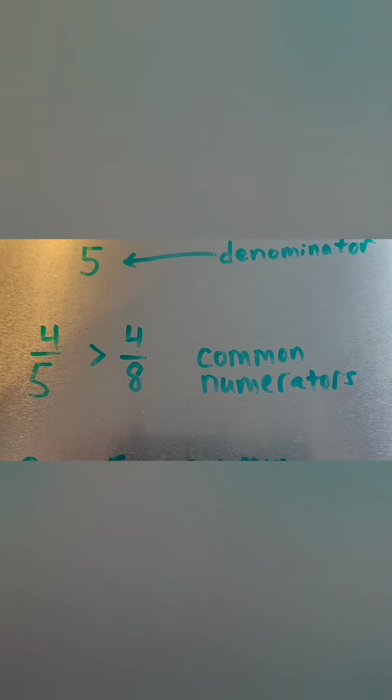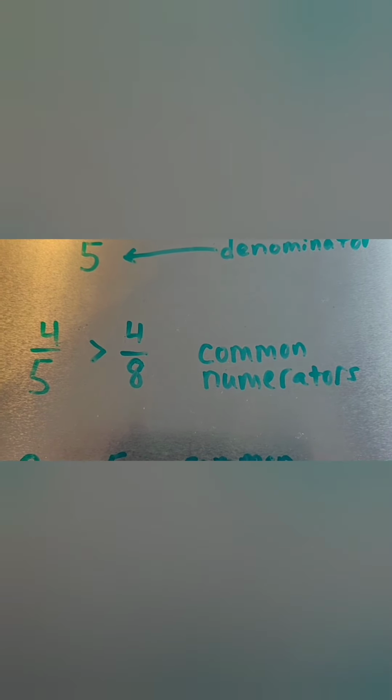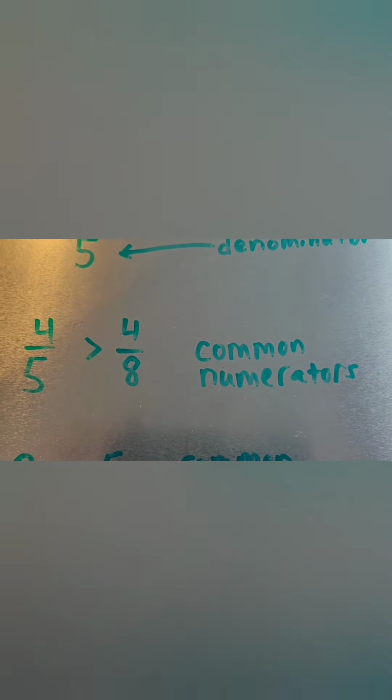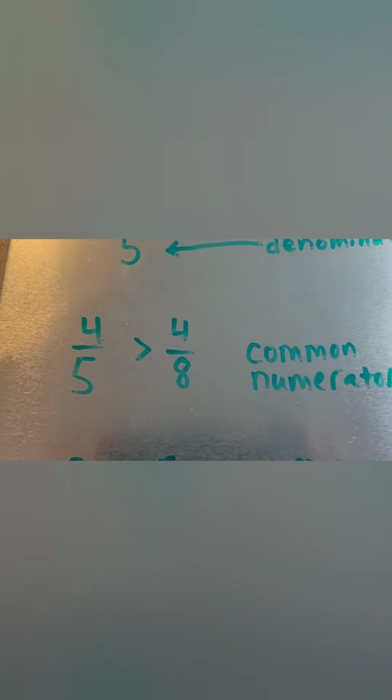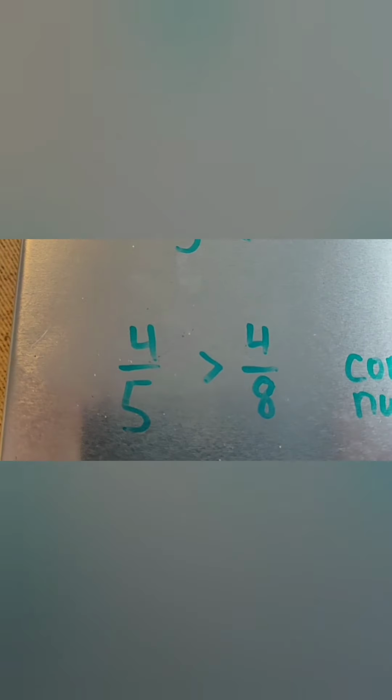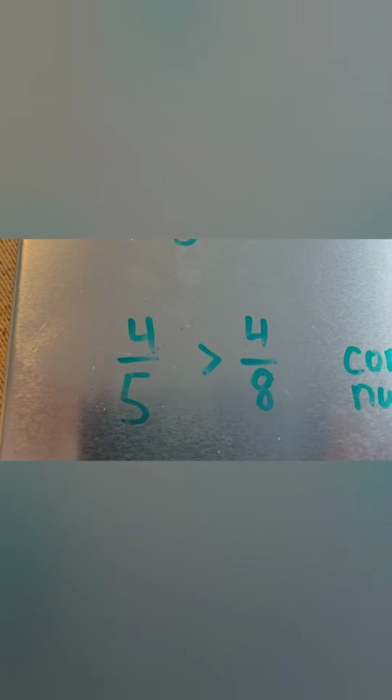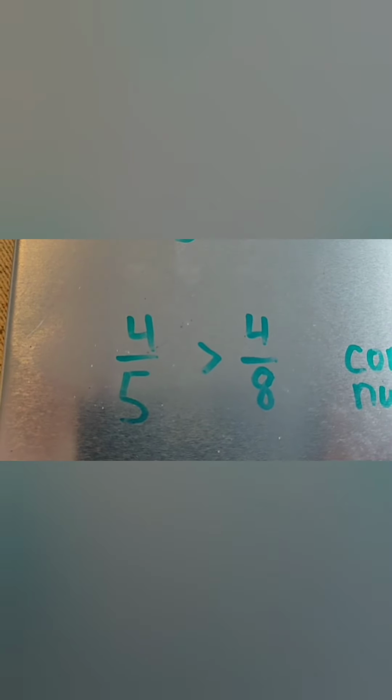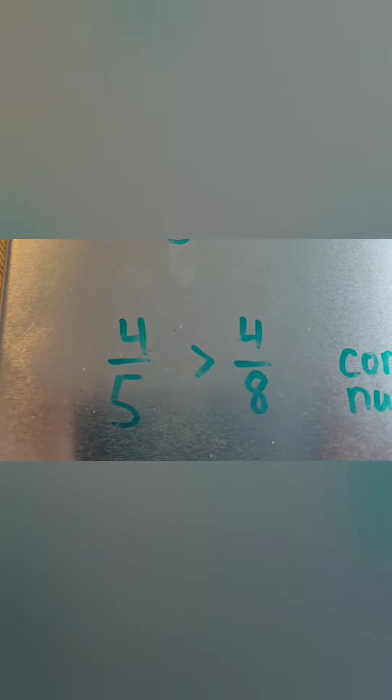So now let's look at what we mean by common numerators. If we have a common numerator, it means that 2 or more fractions have the same numerator. And if we look at the numerator here, both 4/5 and 4/8 have a numerator of 4. So they have a common numerator. They have the same numerator.